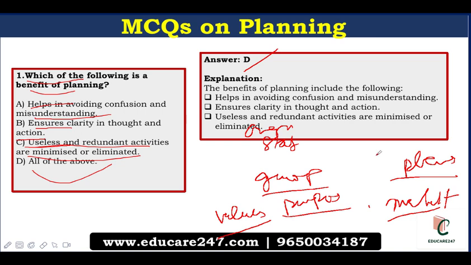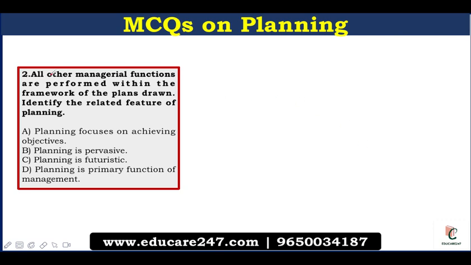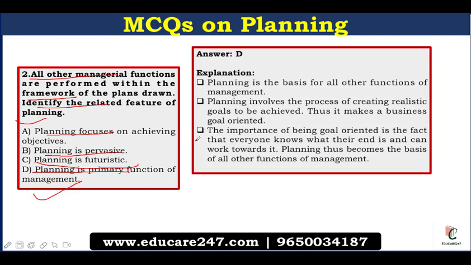Moving on to the next question. All other managerial functions are performed within the framework of the plans drawn. Identify the related feature of planning. A. Planning focuses on achieving objectives. B. Planning is pervasive. C. Planning is futuristic. Or D. Planning is a primary function of management. So the correct answer here is D, that is, planning is the primary function of management.